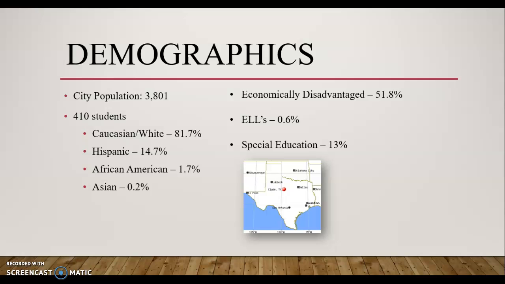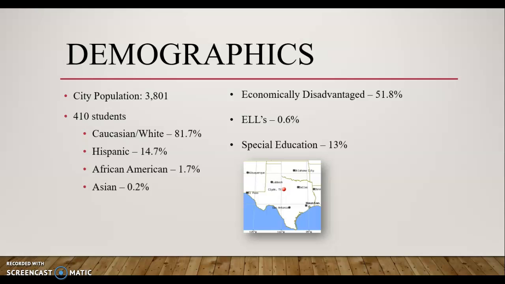So a breakdown of this student population is 410 students, and out of the 410 students, 81.7% is the majority of the population that is Caucasian. The next biggest percentage is Hispanic at 14.7%. Following that is African Americans at 1.7%, and Asian population at 0.2%.